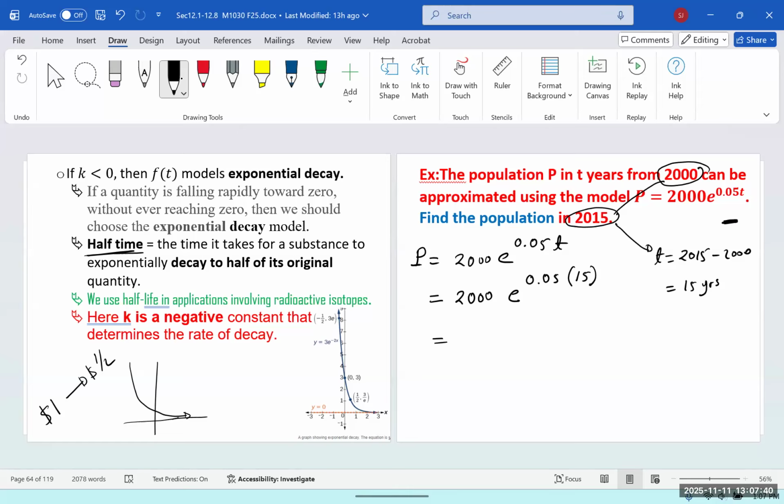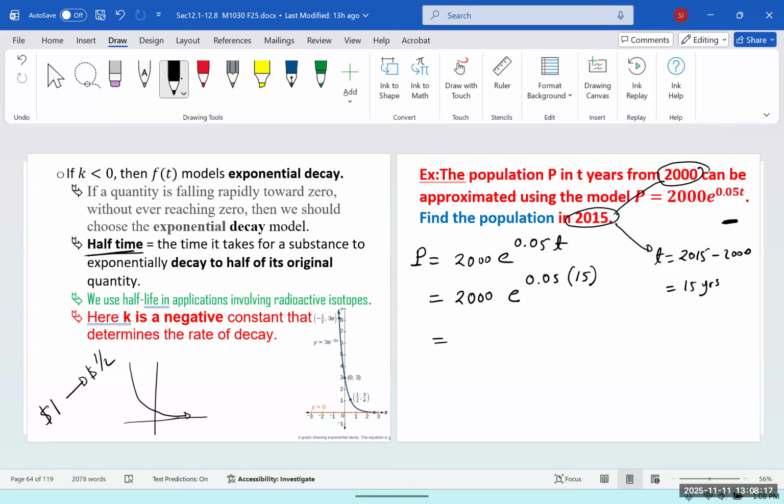Find out after 15 years how much the population is. I need to put that in my calculator. So here we have nothing to solve, we just have to simplify. We solve when we have a variable in the exponent. Here we don't have any variable, we have all numbers. You do the same thing as ln.